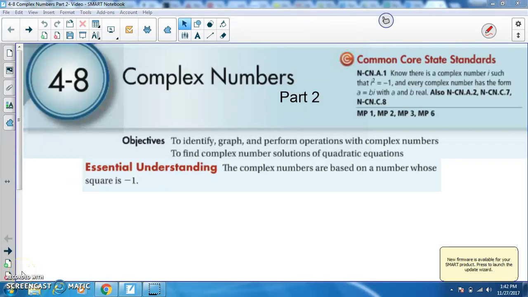Hey guys, today we're going to do 4-8 complex numbers part 2. We are going to graph complex numbers, we are going to factor with complex numbers, and we are going to find complex number solutions of quadratic equations.